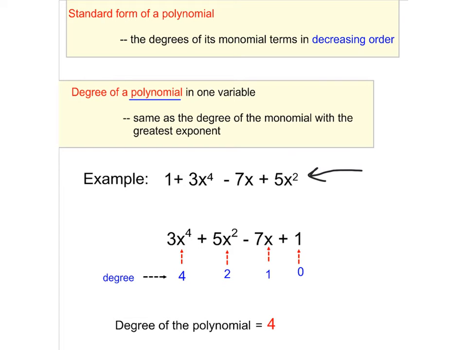If we look at this example, 1 plus 3x to the 4th minus 7x plus 5x squared, it is not in standard form because the exponents are not decreasing in value. But if I take the term positive 3x to the 4th and write it here, and then I don't see anything to the 3rd power, but I see a positive 5x squared, which is here. I see a negative 7x, which goes next, and then a plus 1, which goes next. This is now in standard form, and the degree of this polynomial is 4.